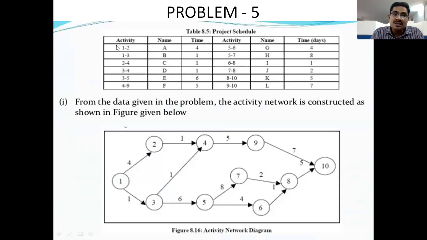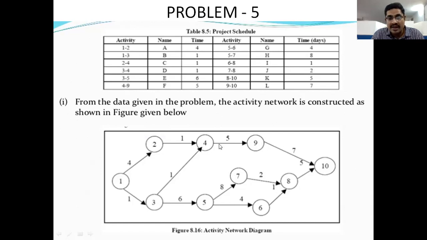So here activities and preceding activities are mentioned in the same column and they are in the form of numbers. Like this: 1 to 2, 1 to 3, 2 to 4, 3 to 4. So 2 to 4 and 3 to 4. Next 3 to 5, connecting 3 and 5. Next 4 to 9.